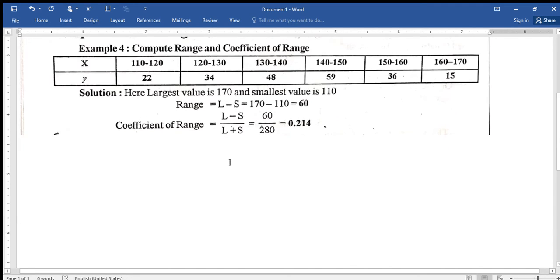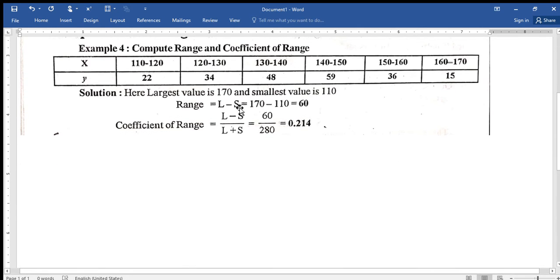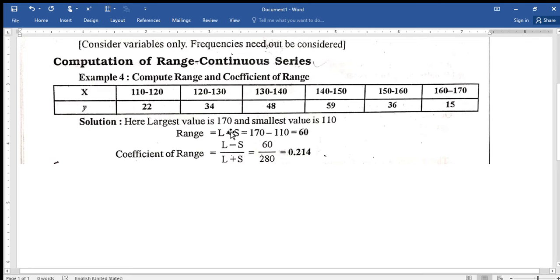In this case, we should remember that we should consider only variables. Frequencies need not be considered.